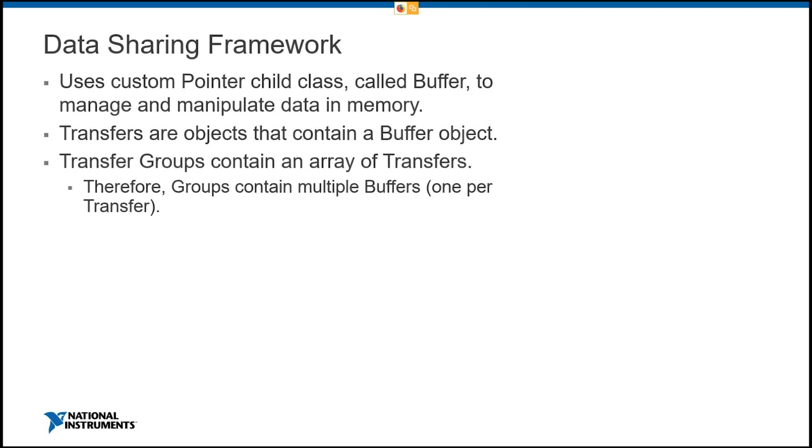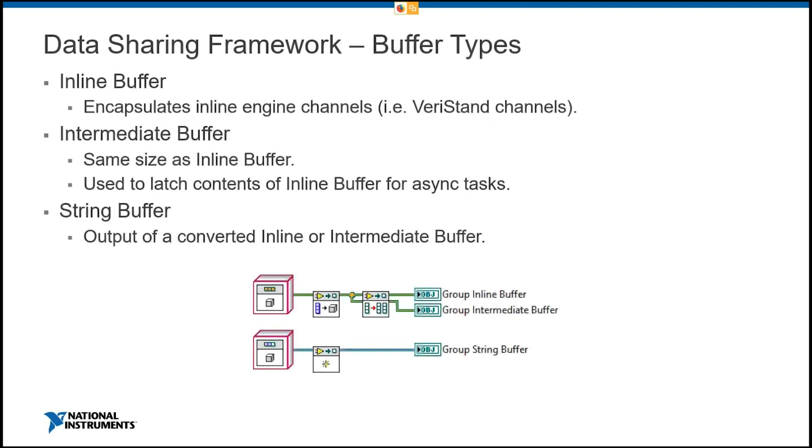It's all void pointer memory allocations, void pointer memory copies. And the way I do that is I basically inherit from my pointer class to create a buffer class. And then from there I have three different categories of buffers. So we have our inline buffer, intermediate buffer, and string buffer.